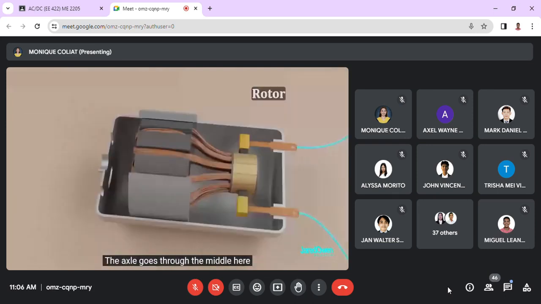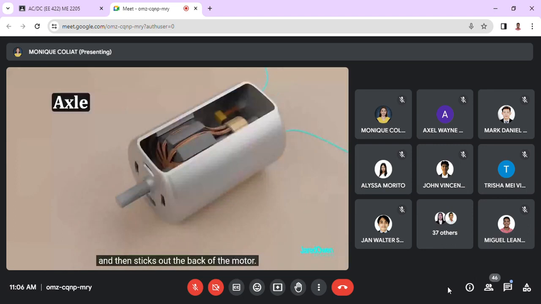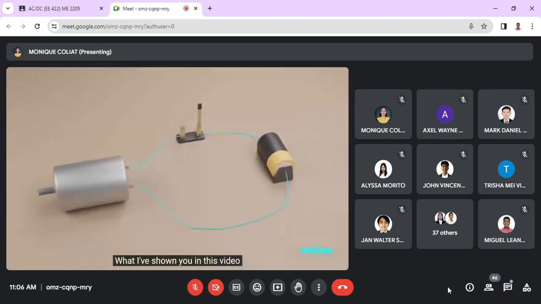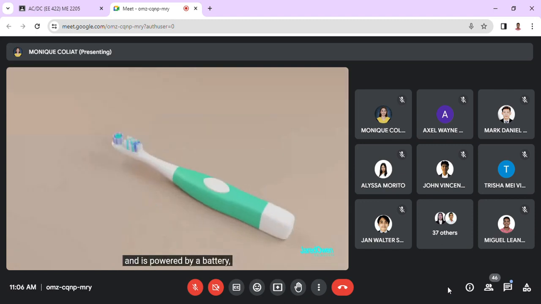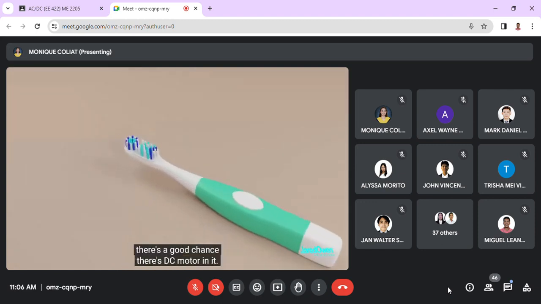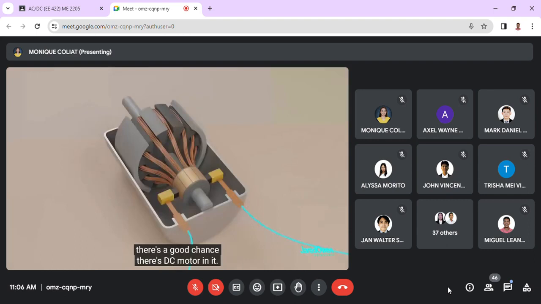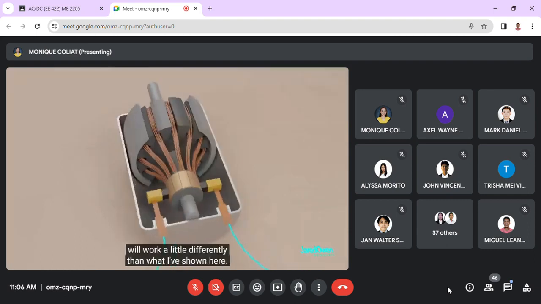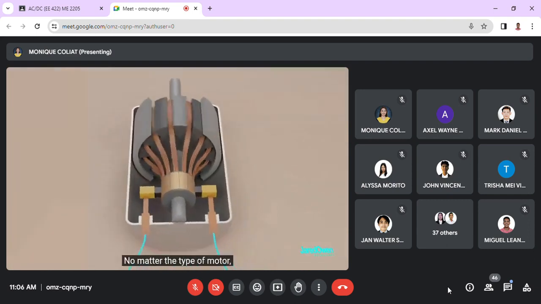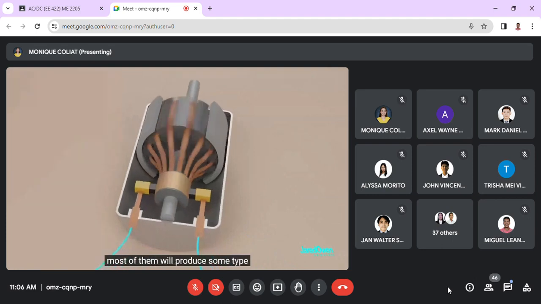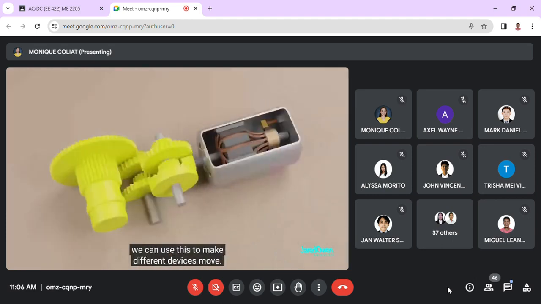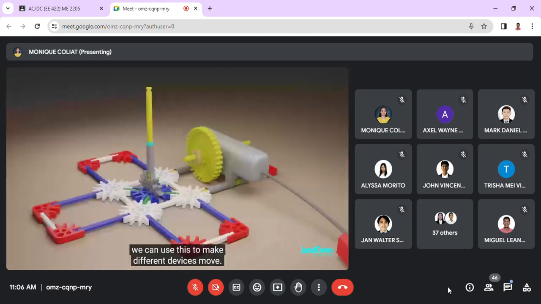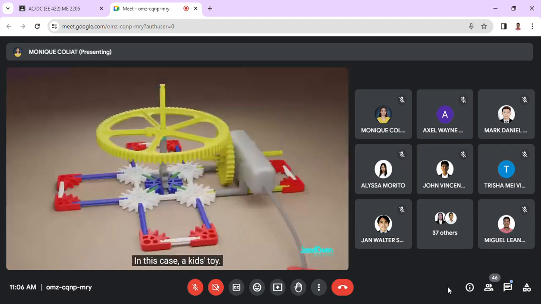What I've shown you in this video is called a DC motor. If you have a device that moves and is powered by a battery, there's a good chance there's a DC motor in it. Other types of electric motors will work a little differently than what I've shown here. No matter the type of motor, most of them will produce some type of spinning motion. Once it's spinning, we can use this to make different devices move. In this case, a kid's toy. Or even a fan that cools a room.